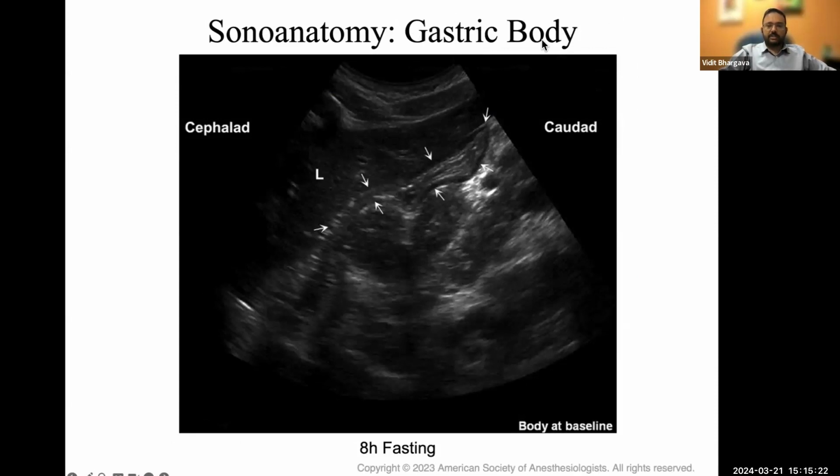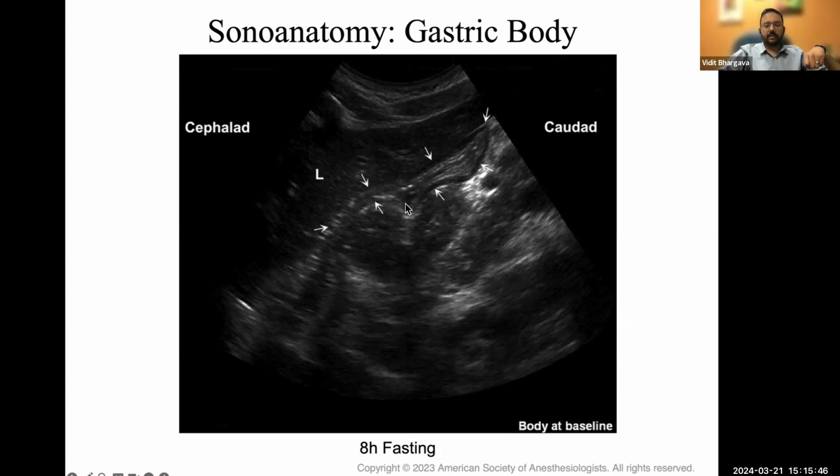Then for the next part we want to talk through is the gastric body. And then just to remind everybody, this is a little bit less of a sagittal plane. This is more of an oblique plane. And oftentimes what you're doing is you're using the liver and the edge of the liver as a guide to understanding where you are in the stomach.